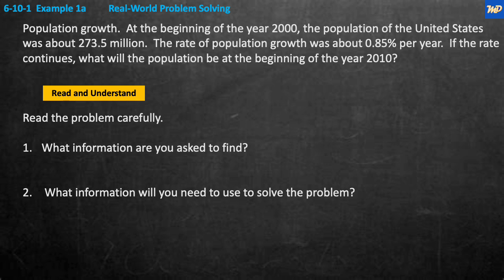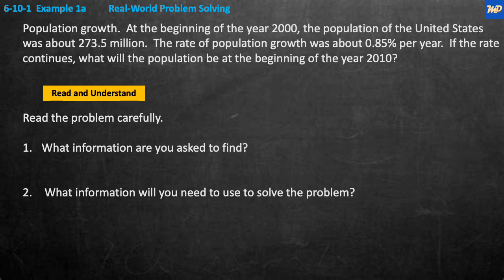Example 1, and we have an A, so it means there's going to be multiple slides, all called Example 1. Example 1A, a real-world problem. Population growth. At the beginning of the year 2000, the population of the United States was about 273.5 million people. The rate of population growth was about 0.85% per year. If that rate continues, what will the population be at the beginning of the year 2010? Okay, so the growth is 0.85% per year. We started at 273.5 million. What will it be in 2010?